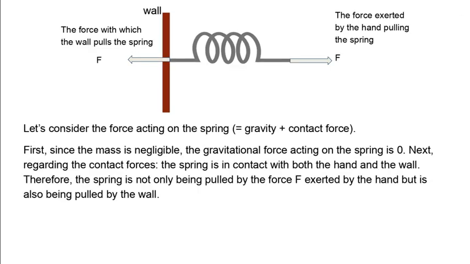Let's consider the force acting on the spring, which equals gravity plus contact force. First, since the mass is negligible, the gravitational force acting on the spring is zero. Next, regarding the contact forces, the spring is in contact with both the hand and the wall. Therefore, the spring is not only being pulled by the force F exerted by the hand, but is also being pulled by the wall.